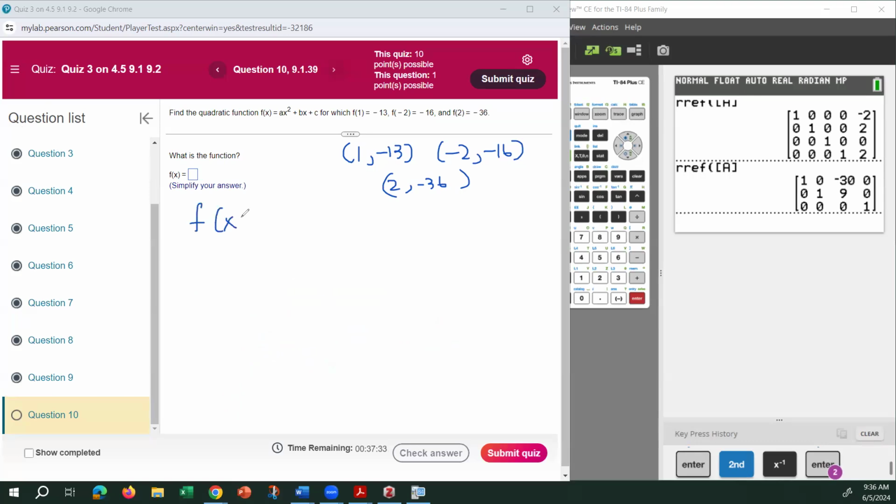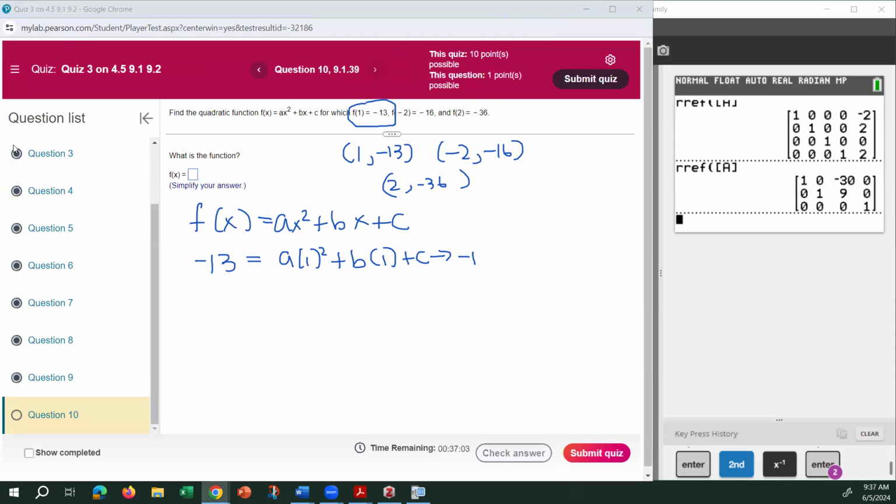And so if our function is f of x equals ax squared plus bx plus c, using that f of 1 equals -13, we're going to have that -13, the y value, is equal to a 1 squared plus b 1 plus c. So that first equation is -13 equals 1a plus 1b plus c.